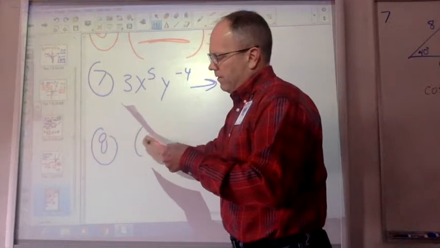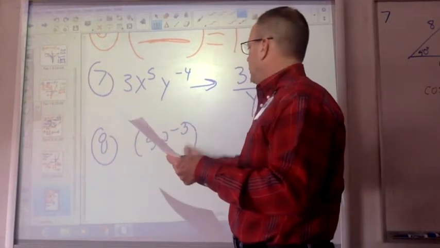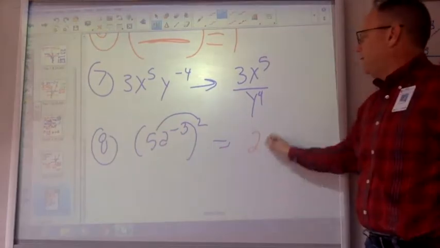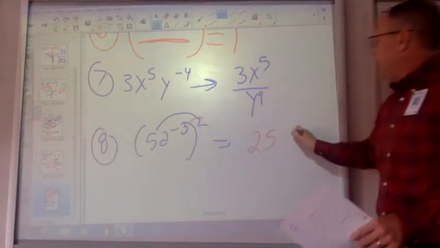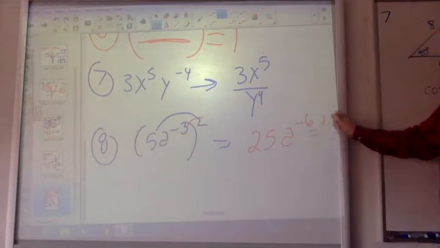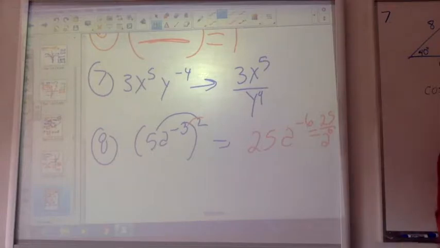Number 8. I have 5a to the negative 3rd squared. This goes here. 5 squared, 25. This goes here. A to the negative 6. Not done yet because you have to move a to the 6 down. There's your answer.